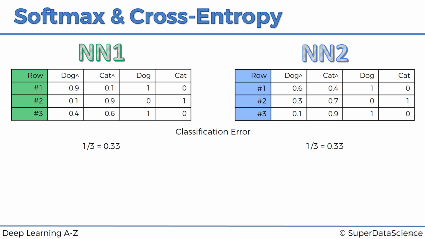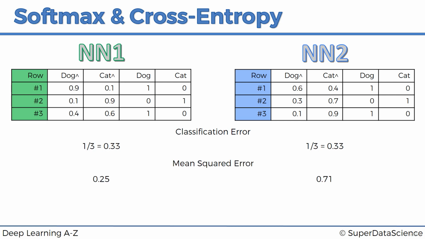So in both cases, for both neural networks, they got 1, or this is how many they got wrong. So they got 1 out of 3 wrong. So 33% error rate for neural network 1 and 33% error rate for neural network 2. And so basically from this standpoint, both neural networks perform at the same level. But we know that's not true. We know that neural network 1 is outperforming neural network 2. That's why classification error is not a good measure, especially for the purposes of backpropagation.